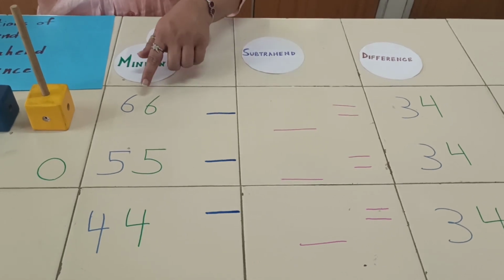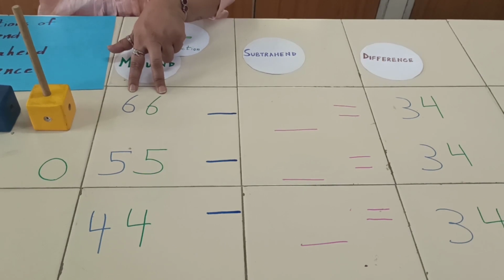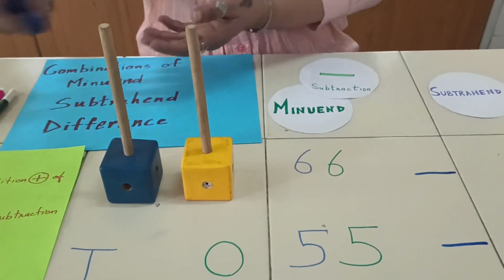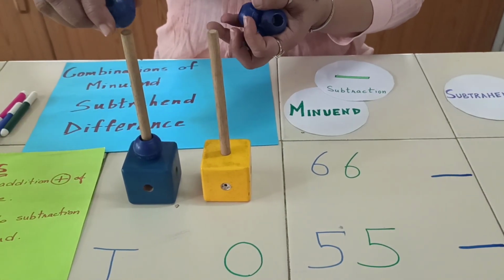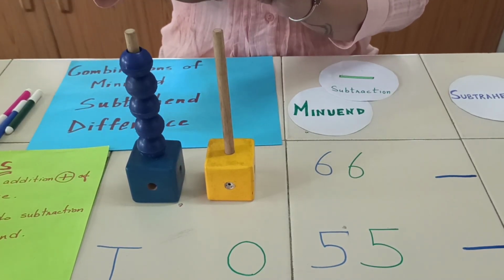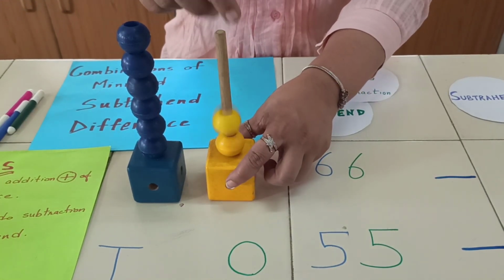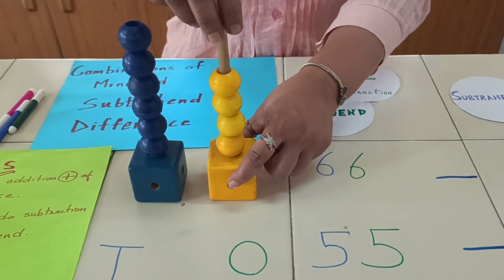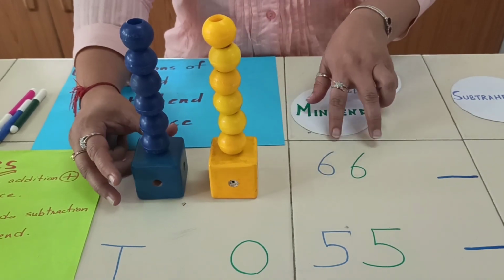Here the given minuend is 66. That means these many beads I am going to keep in abacus. 6 beads in ones place and 6 beads in tens place. 1, 2, 3, 4, 5 and 6, and 6 of ones place. 1, 2, 3, 4, 5 and 6. So I'm ready with my minuend 66.